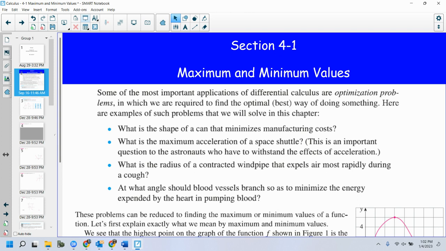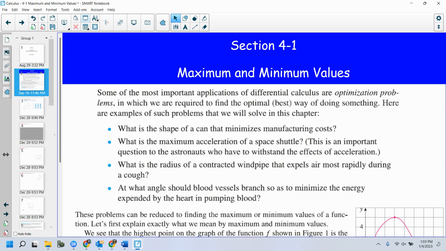What is the maximum acceleration of a space shuttle? What is the radius of a contracted windpipe that expels air most rapidly during cough? At what angle should blood vessels branch so as to minimize the energy expended by the heart in pumping blood? Now, we don't go that far in depth, but that's really the applications that you could get into.